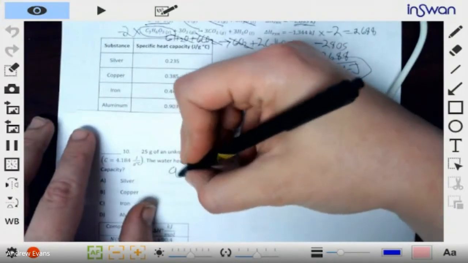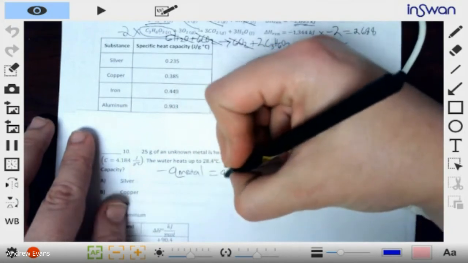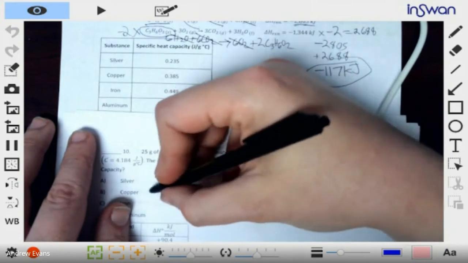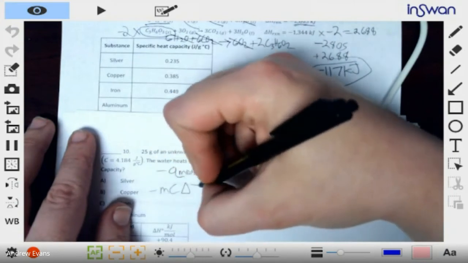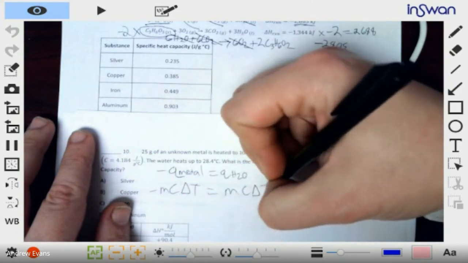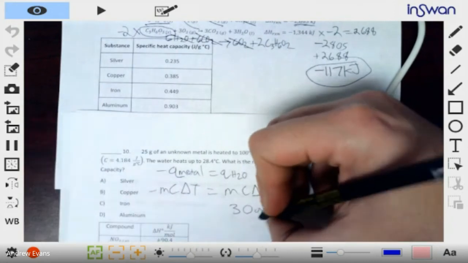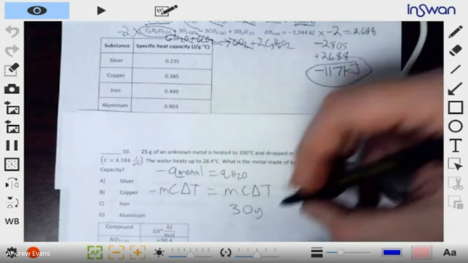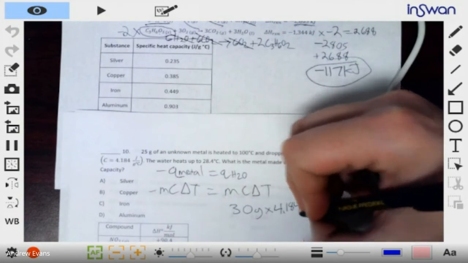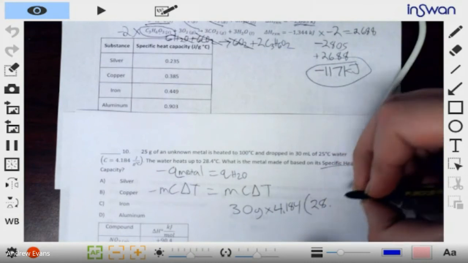And the idea is that negative Q of the metal equals Q of the water. So the Q of the metal is m of the metal, c of the metal, ΔT of the metal. And Q of the water is m of the water, c of the water, ΔT of the water. So 30 grams of water, because it's 30 mL. Specific heat of water is 4.184. And the ΔT of water is heated from 25 to 28.4.